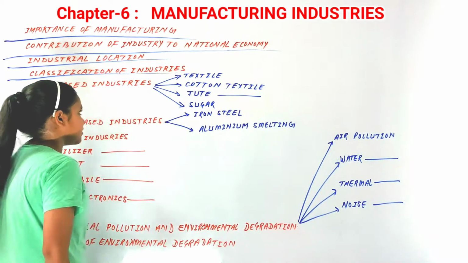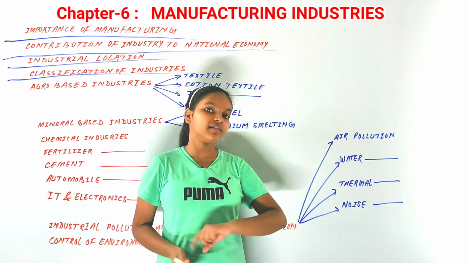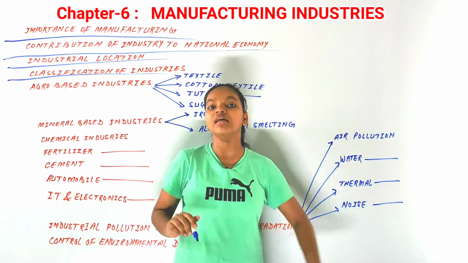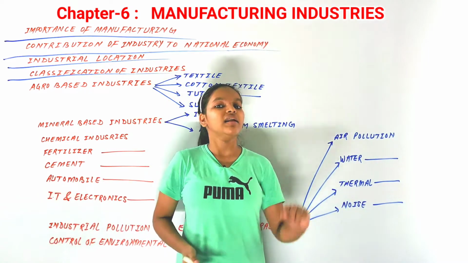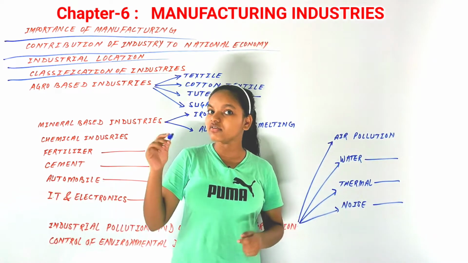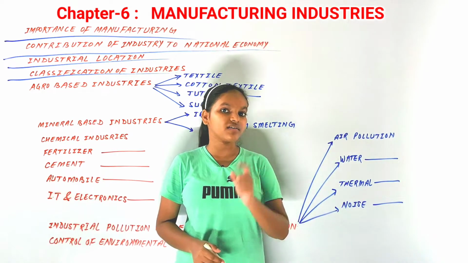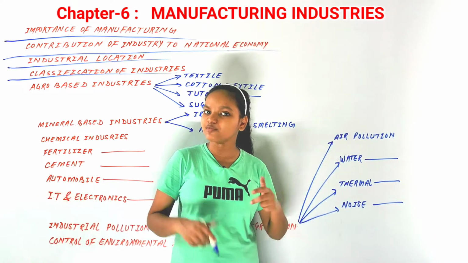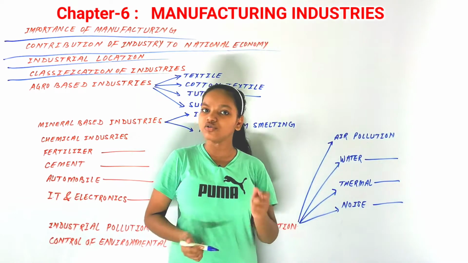classification of industries. If we're going to talk about the classification of industries, there cannot be just two or three classifications. There can be different types of classification on the basis of different criteria. If we talk about the basis of raw materials, there are agro-based industries that use raw materials from agriculture, and secondly mineral-based industries that use raw materials from minerals like iron and steel, aluminum. We'll discuss these specifically later, but this is just a recap.